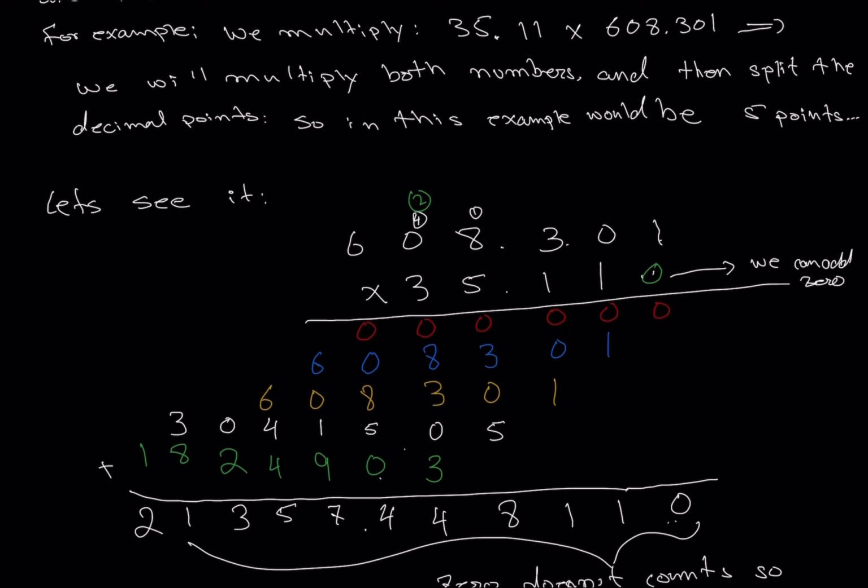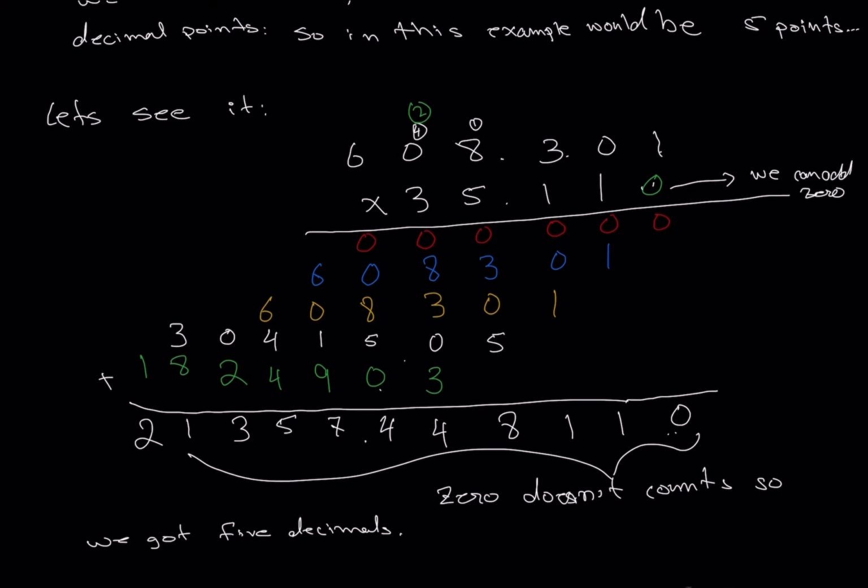3 multiplied by 0 is 0. 3 multiplied by 3 is 9. 3 multiplied by 8 is 24. I thought there was a mistake right here, but it turns out there is no mistake. 3 multiplied by 8 is 24. 4 and 2 will go here. 3 multiplied by 0 is 0 and 2 will be 2. 3 multiplied by 6 is 18. So after multiplication, we add all these rows together.